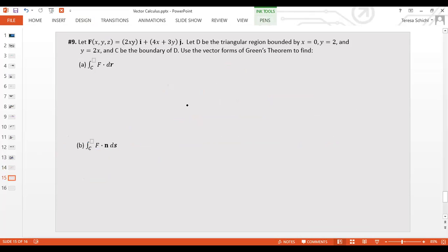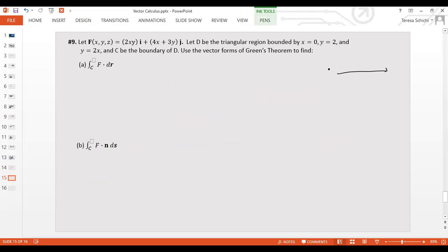So let's say F of x, y, z is equal to 2xy i plus (4x plus 3y) j, D is the triangle bounded by x equal to 0, y equal to 2, and y equal to 2x, and C is the boundary of D. So let's use the vector form of the theorem to find this. Okay, so let's take a look here.